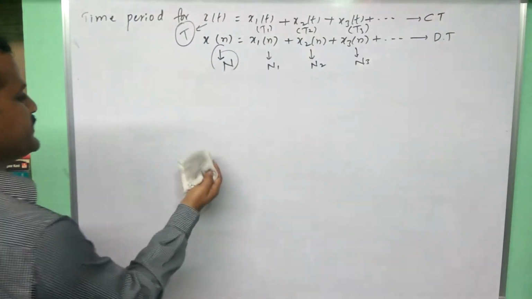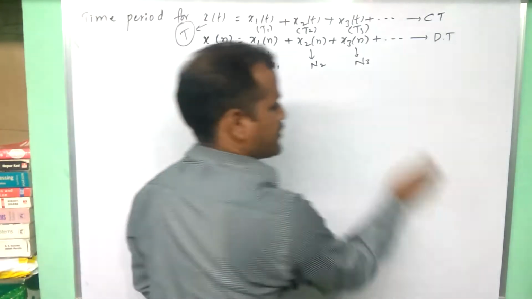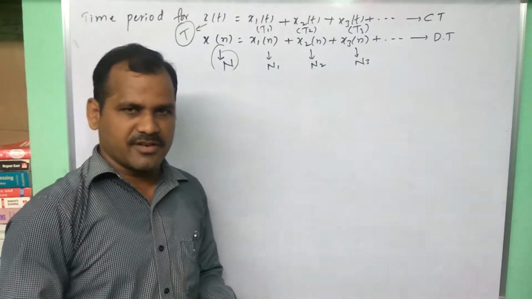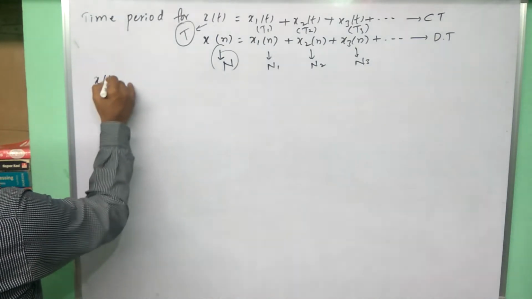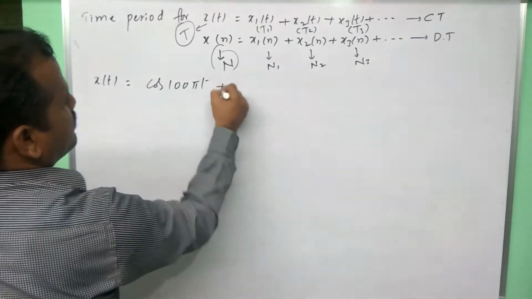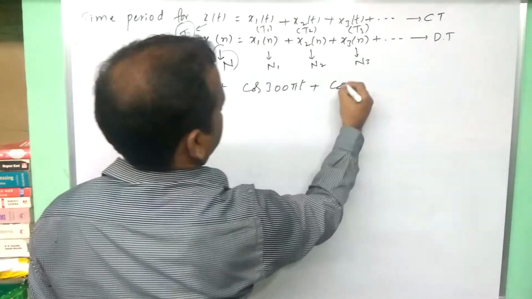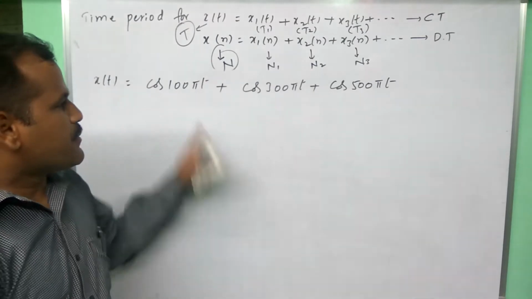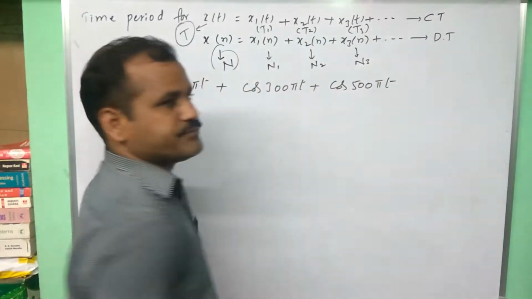Let us consider, here I am considering the continuous time signal first. In future videos, I will give different GATE practice problems for the time period calculation like this, for discrete time signals and different variations. For example, now I am considering x of t given as cos 100 pi t plus cos 300 pi t plus cos 500 pi t. This is the sum of three cosine signals. Individually, all signals are periodic, we know.